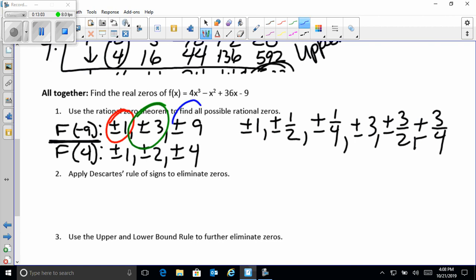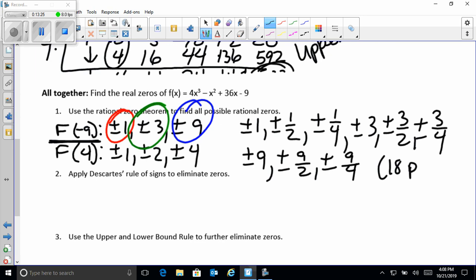Then I'm going to take 9, divided by the factors of the leading coefficient. So you get plus or minus 9, because 9 divided by 1, plus or minus 9/2, and then plus or minus 9/4. So right there, I have 1, 2, 3, 4, 5, 6, 7, 8, 9. I have 18 possible zeros. We would not want to plug all of those in and see if they're 0. But you can. So let's see if we can help eliminate some.